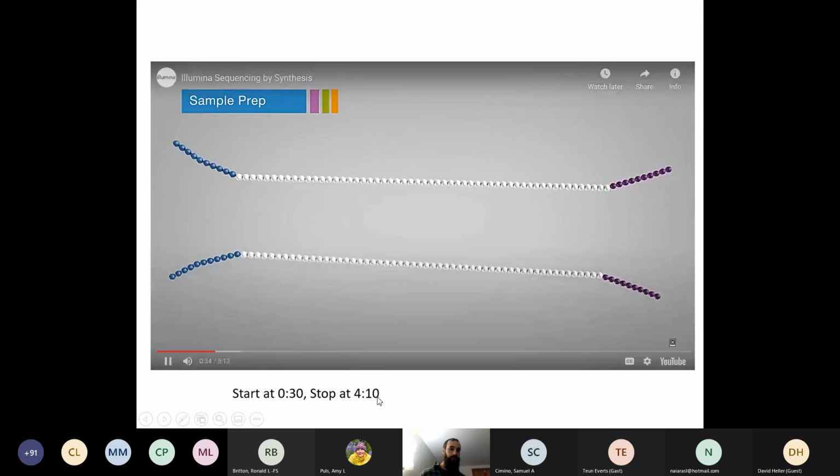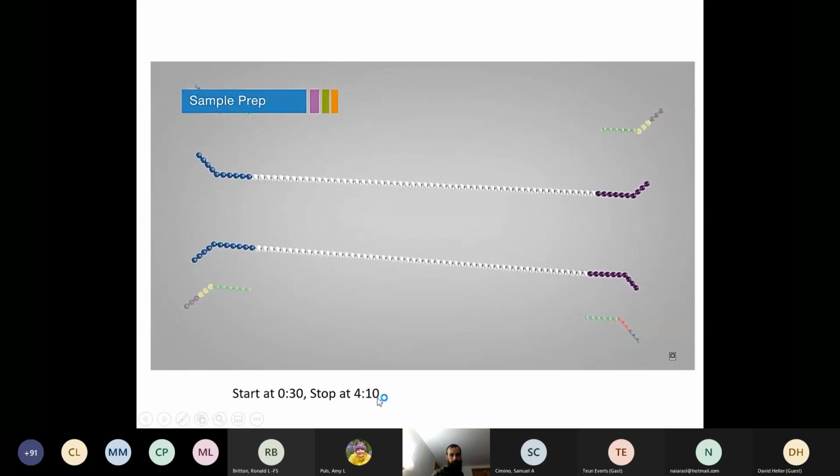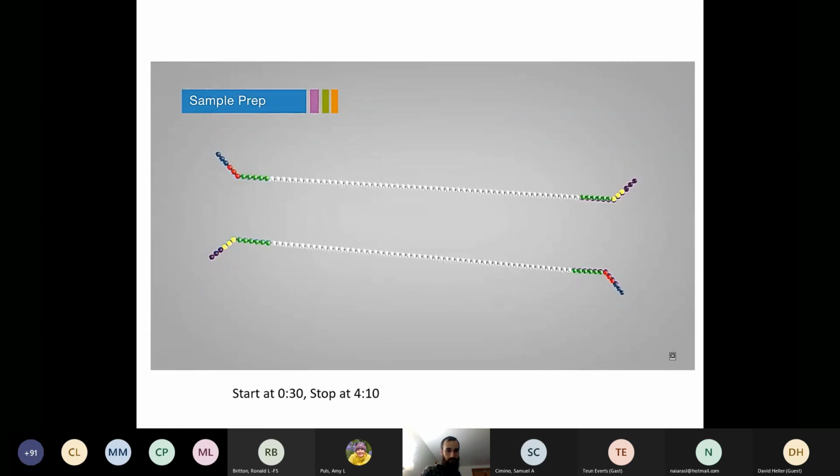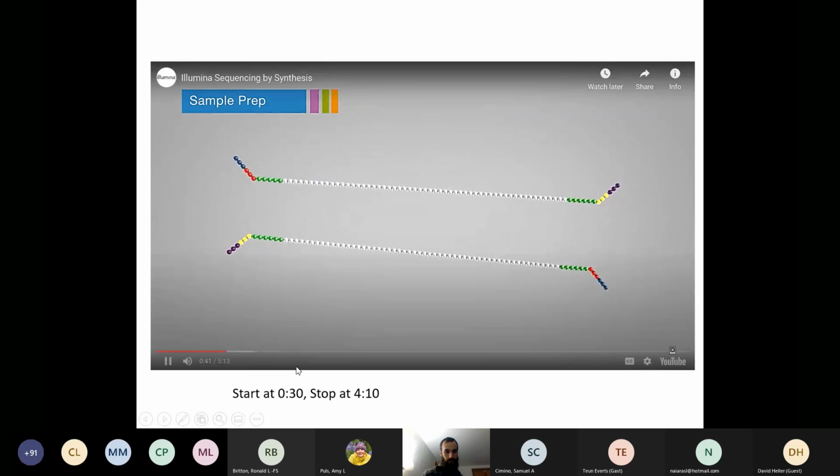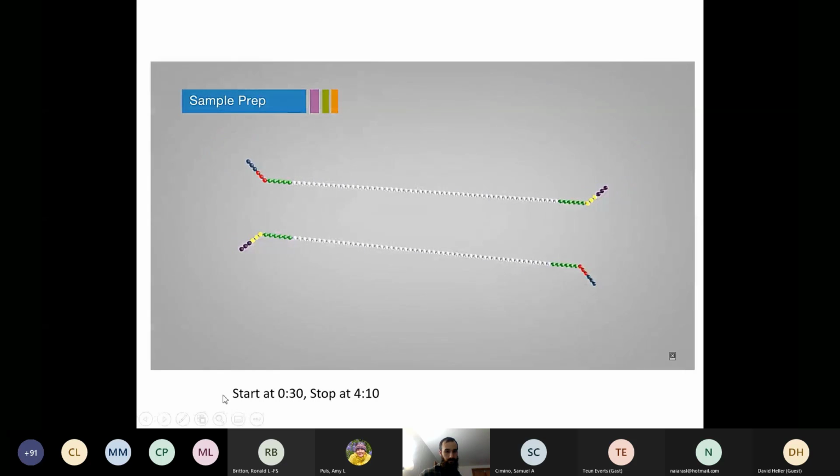DNA fragments. Through reduced cycle amplification, additional motifs are introduced, such as the sequencing binding site, indices, and regions complementary to the flow cell oligos.